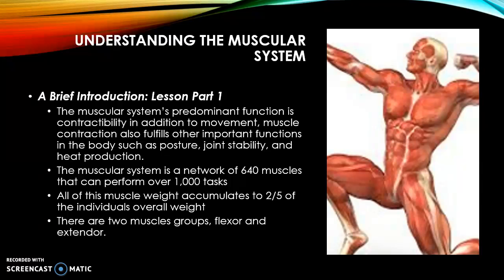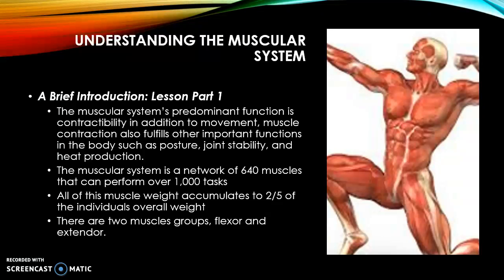Lesson 1. The muscular system's predominant function is contractibility. In addition to movement, muscle contraction also fulfills other important functions in the body such as posture, joint stability, and heat production. The muscular system is a network of 640 muscles that can perform over 1,000 tasks. All of this muscle weight accumulates to 2 out of 5 of the individual's overall body weight.